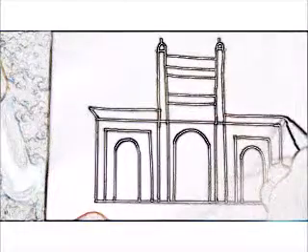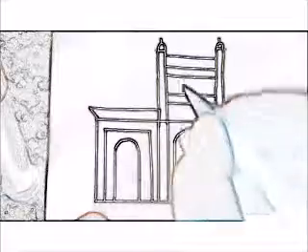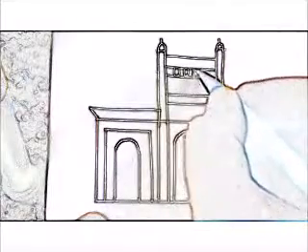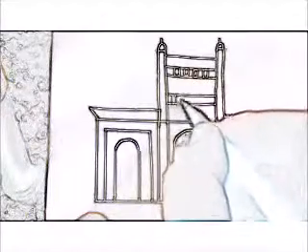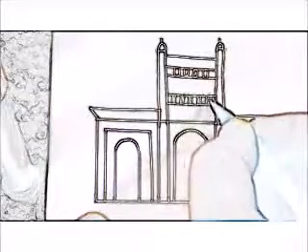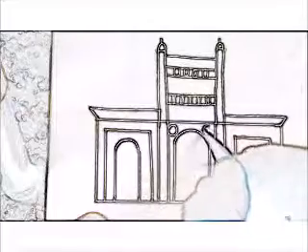Now give details. Draw this oblique line and this oblique line. Now make slots like this. Now smaller slots. Then put two circles here.